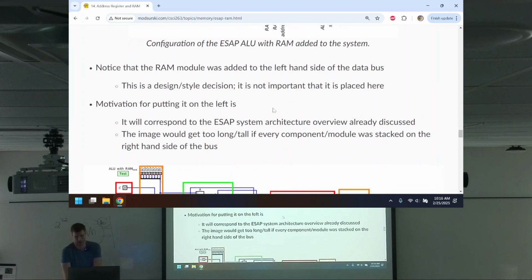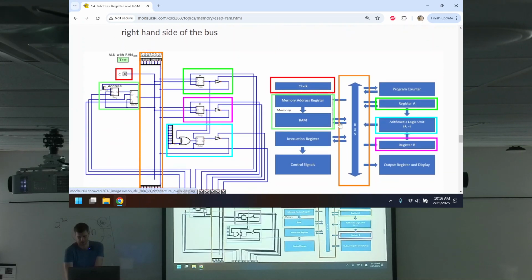So notice that the RAM module was added to the left side. This is a design style decision. It's not important where it's placed. The motivation for putting it here is it corresponds exactly with how this is the simple-as-possible design architecture. It had it over here, so I put it over there, right? Below the clock, because the clock's right there. Cool. So it's just to follow that.